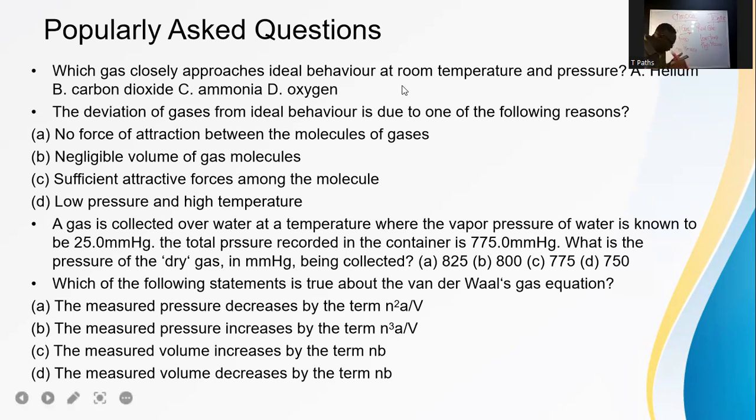Sufficient attractive forces among the molecules. That is correct. So there is the presence of attractive force among the molecules. We can see that it will deviate from ideality. Option D is wrong because that is more like an ideal gas.